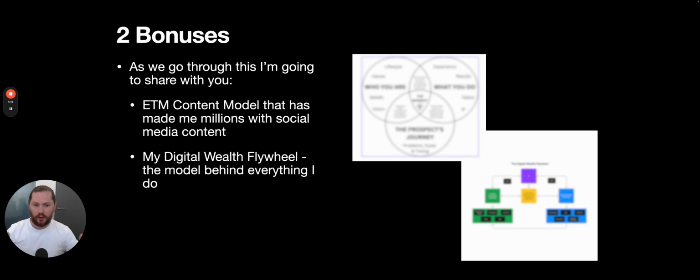Okay, and as we're going through this, I've got two bonuses in here for you. The first one is what I call my ETM content model. This is a content framework that I've developed after selling millions and millions of dollars online. It's a framework that can be applied to any platform that you decide to create content on. It's the fundamentals of what creates content that cash flows, in a nutshell.